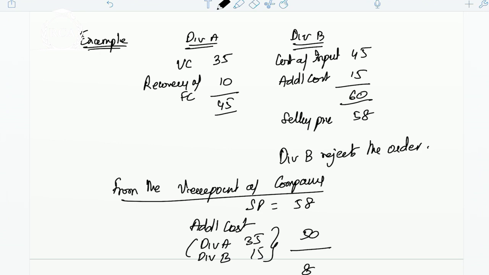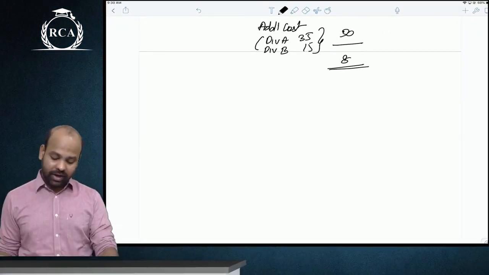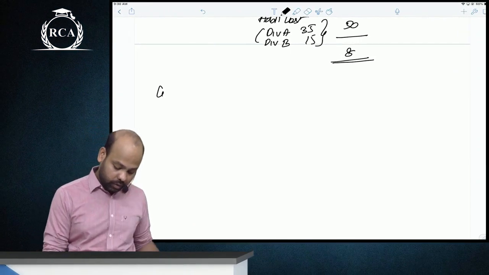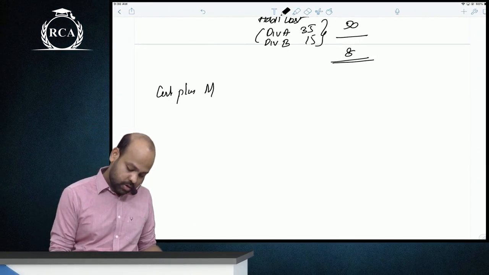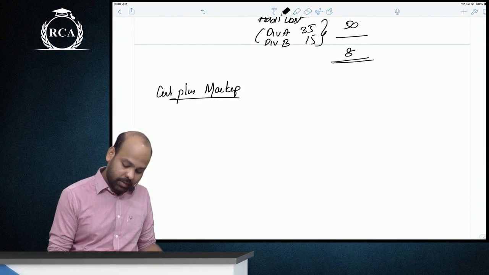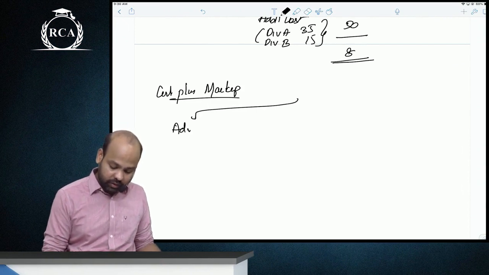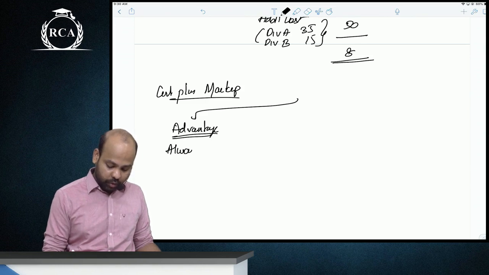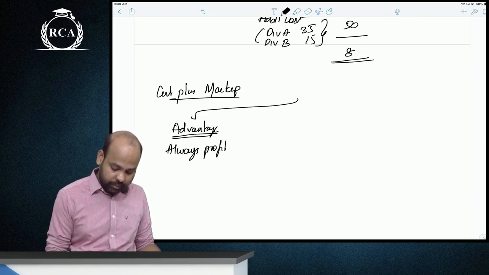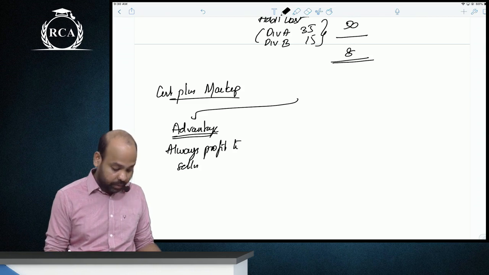Yes beta, I hope you're all done with this. Now finally, cost plus markup. Cost plus markup अगर है बेटा, the advantage to the selling division is it will always result in profit. Always profit to the selling division.